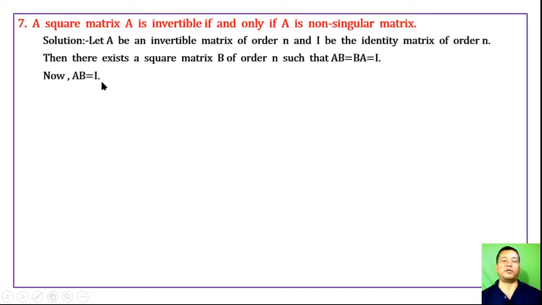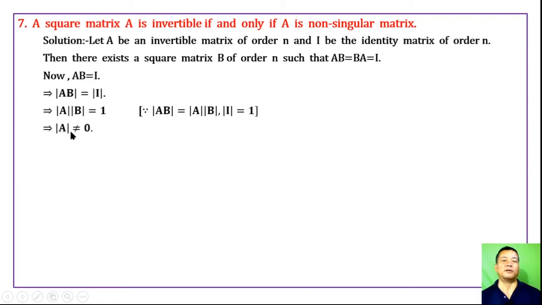Now, product AB equals I. Taking determinants on both sides, we get determinant of AB equals determinant of I, and by the product rule this is determinant of A times determinant of B. The determinant of the identity matrix is 1, so the product of the determinant of A and the determinant of B is 1. This shows that both are non-zero. Hence determinant of A is not zero, that is, A is a non-singular matrix.